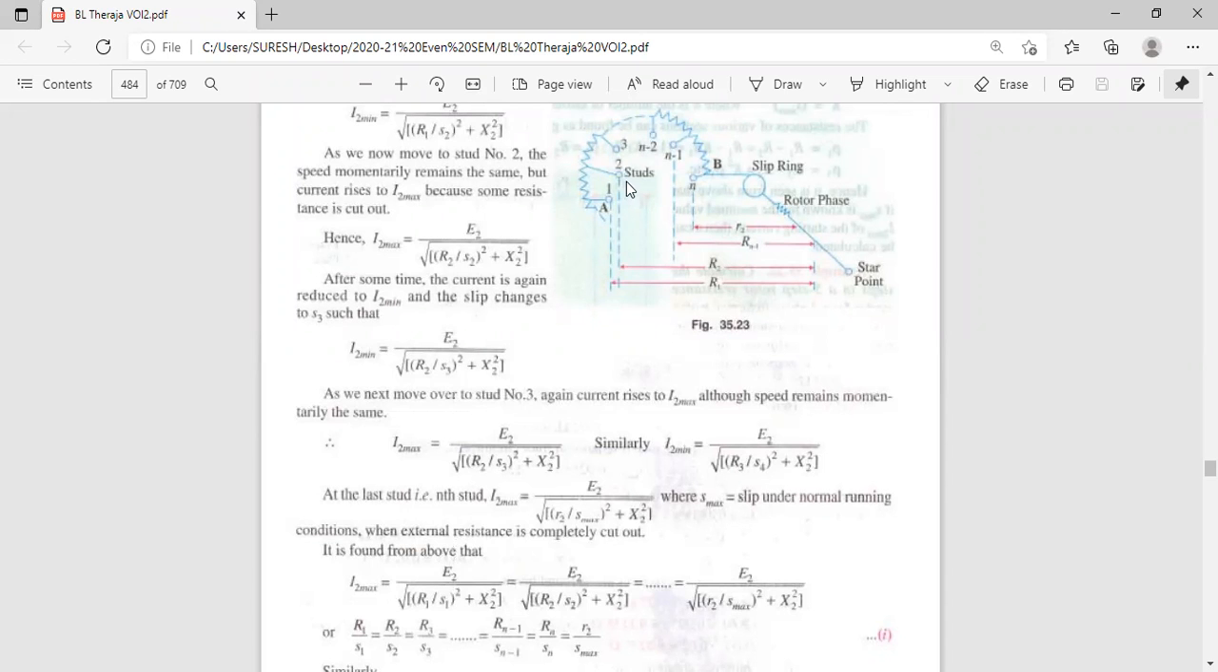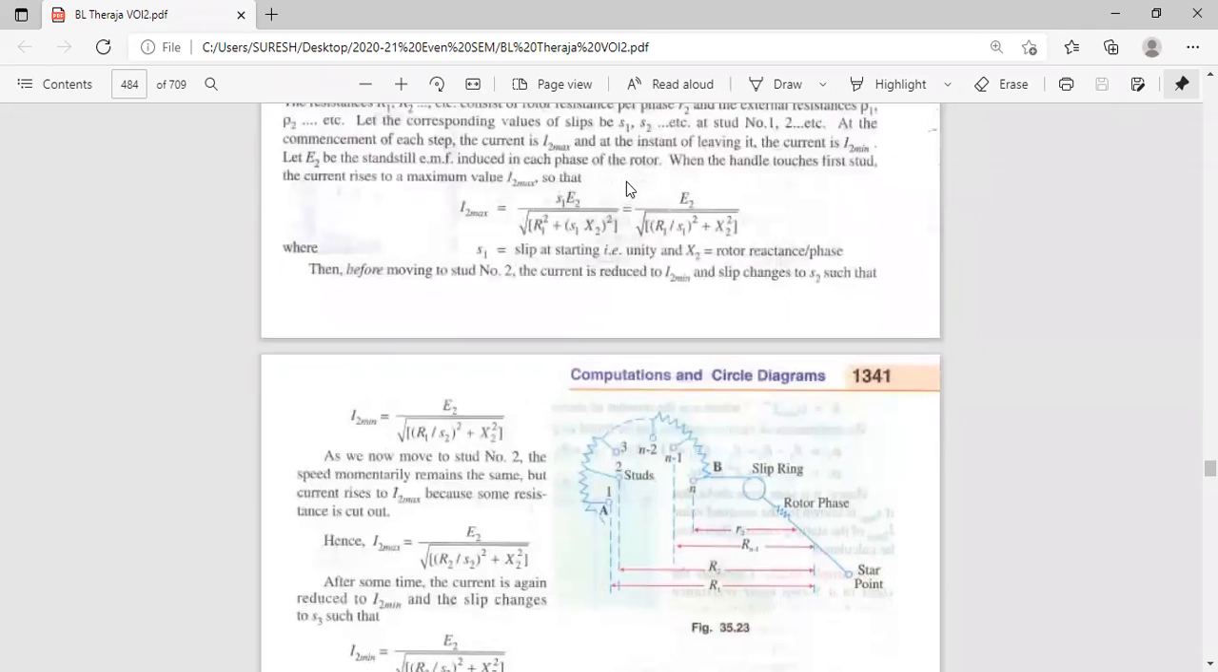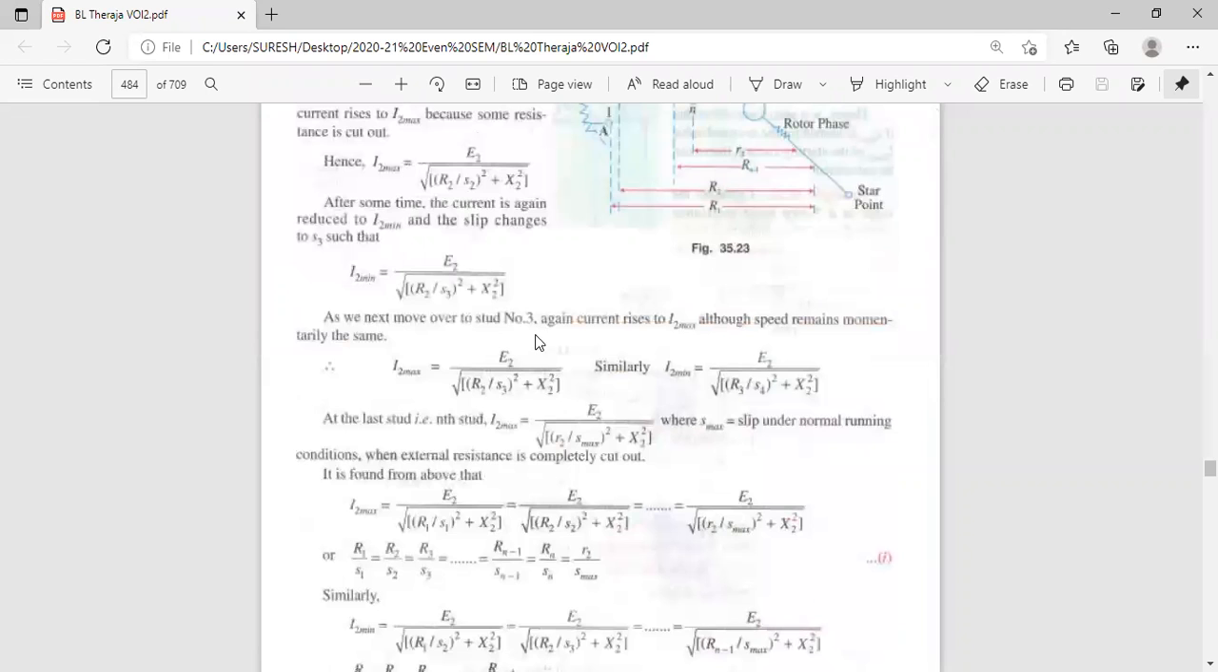Now equate all I2 maxes. Equate I2 max, I2 max, I2 max. What is common in this? Here we are getting R1 by S1. Here we are getting R2 by S2. In the next one, R3 by S3. In the last one, R2 by S max.